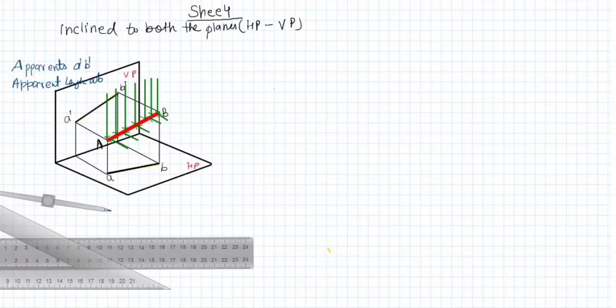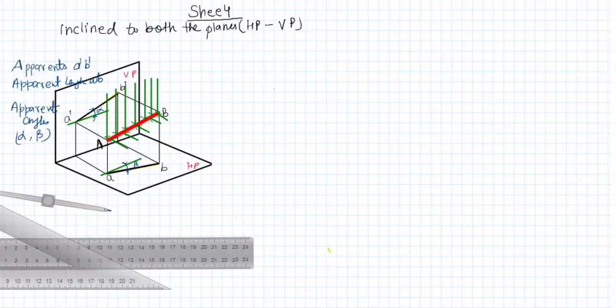The inclinations these lines make on the projection planes also give us the apparent angle, not the true angle. Since the projection is apparent and the length is apparent, the angles made by these lines will also be apparent. This is the apparent angle of the front view, represented by alpha, and this is the apparent angle of the top view, represented by beta. I hope these four terms, the apparent angles alpha and beta, and the apparent lengths A dash B dash and AB, are clear to all. Now, how do we calculate the true length and the true angles of the projections of the line?